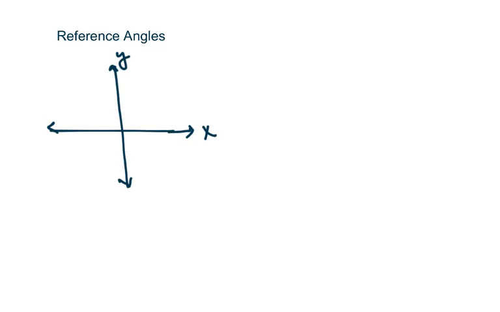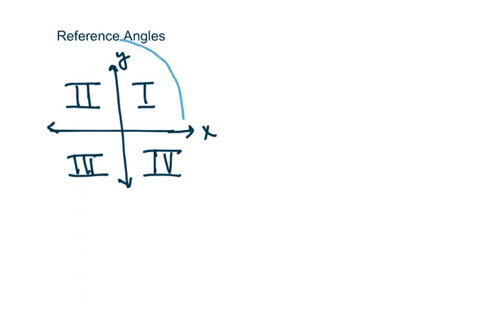Today we're going to talk about reference angles, especially on a unit circle. But this has to do with the Cartesian coordinate. Just as a reminder, we're talking about the x and y coordinates. This is quadrant 1, quadrant 2, quadrant 3, and quadrant 4. We're going to call the positive direction counterclockwise if we want to do angle measurement. And if we do angle measurement the other direction, we're going to call that a negative.